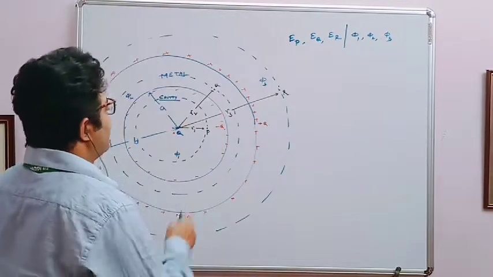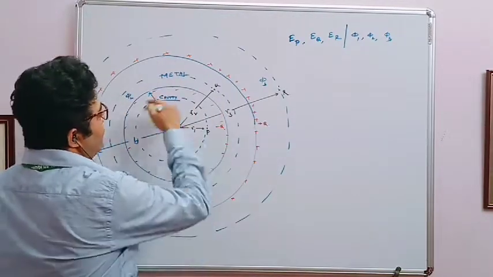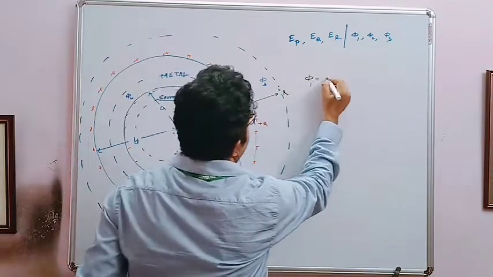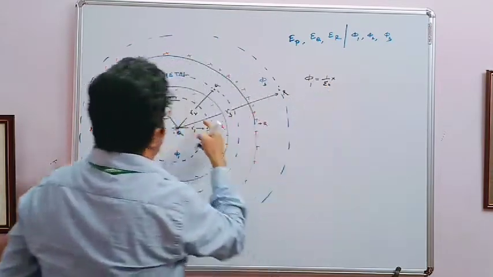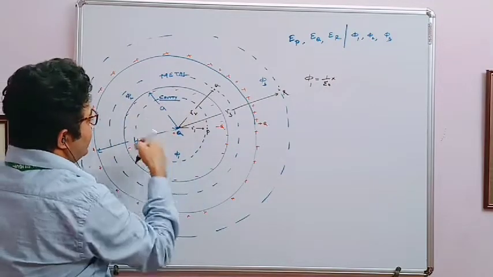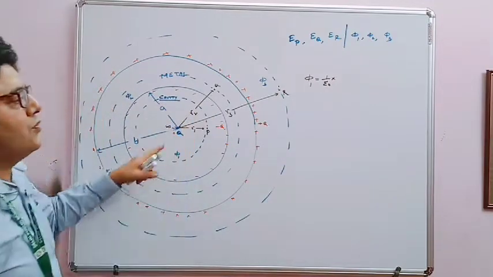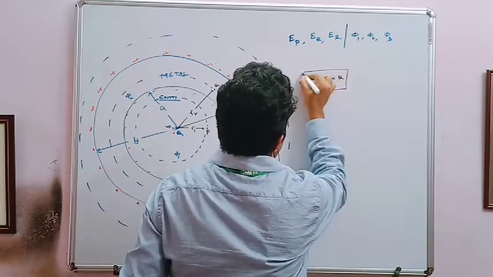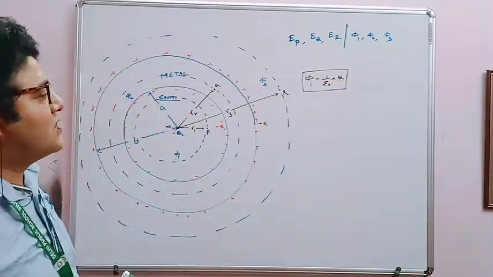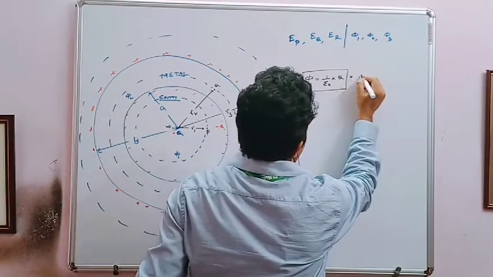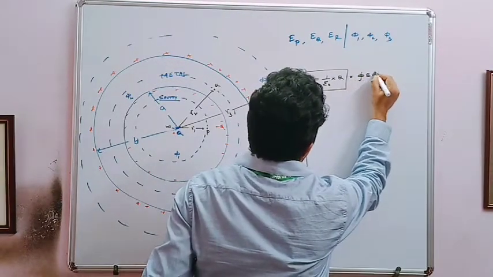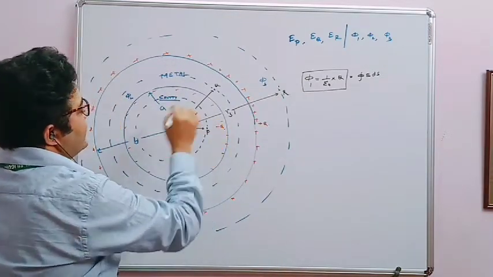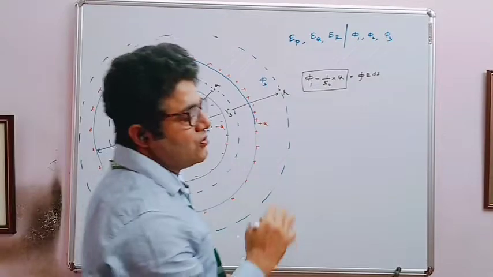So first, if you want to find the flux phi1, what do we write? Flux phi1 is 1 by epsilon naught into the charge enclosed by that surface. How much charge is enclosed by that surface? This thing. So this is our first thing. Now this is equal to the integration of E into ds. E is the electric field at point P and ds is the surface area. Both are in the same direction, so the angle is 0.